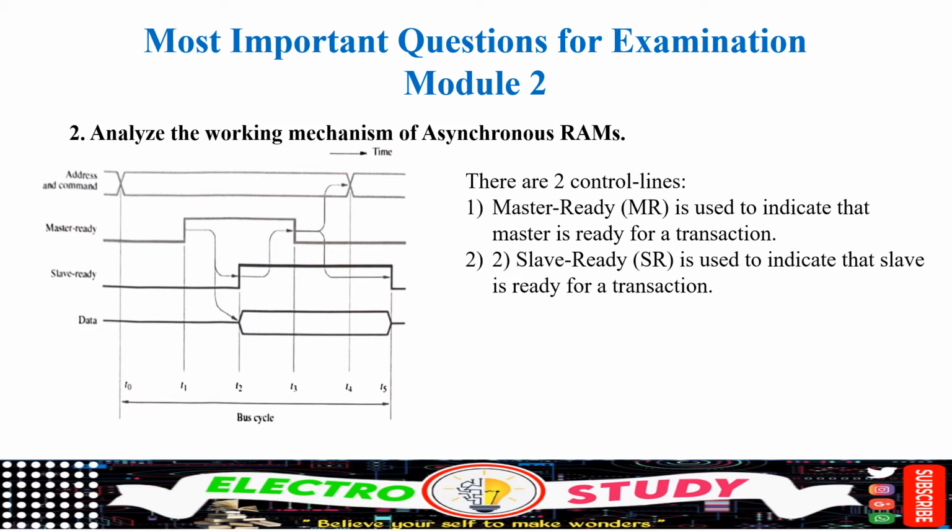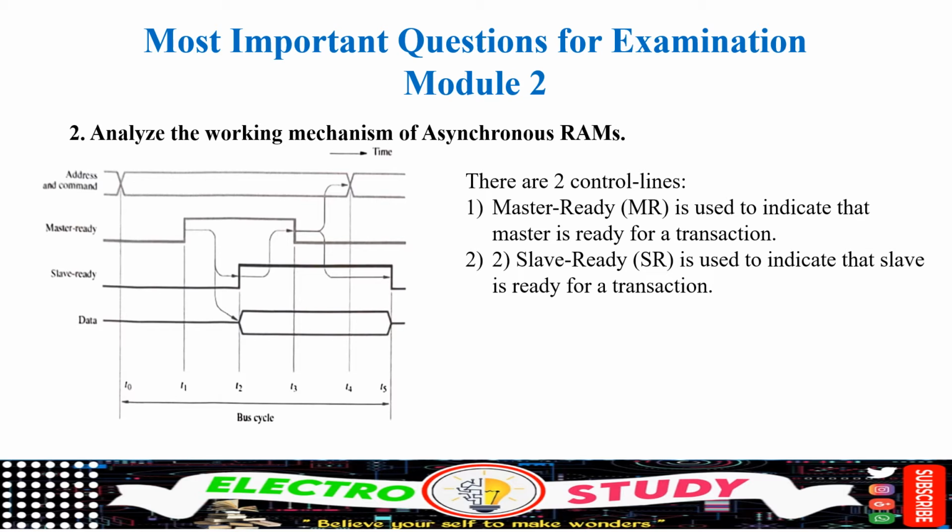At T0, the master places the address and the command information on the bus. At T1, the master sets the MR signal to 1, to inform all the devices that the address and command information is ready and has been transmitted. Then at T2, the slave performs the required input operation and sets the SR signal to 1 to inform the device that it is ready. That is how it works.